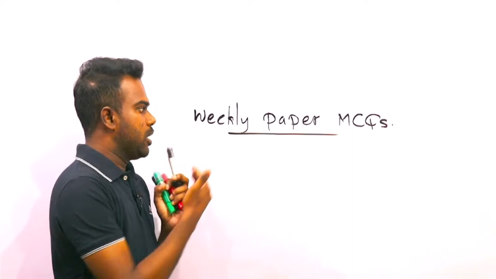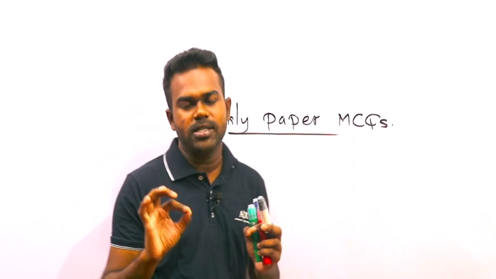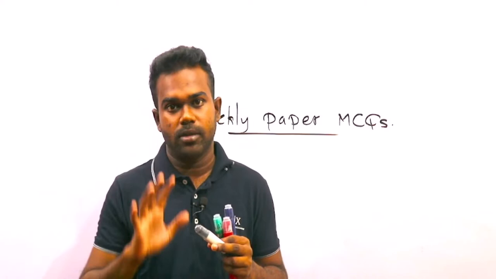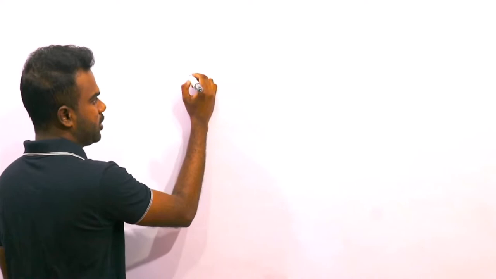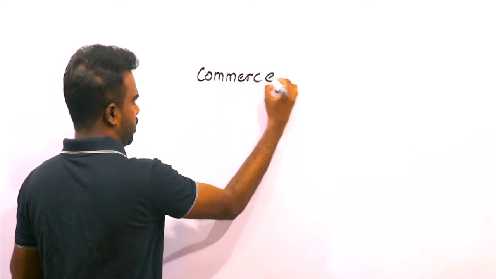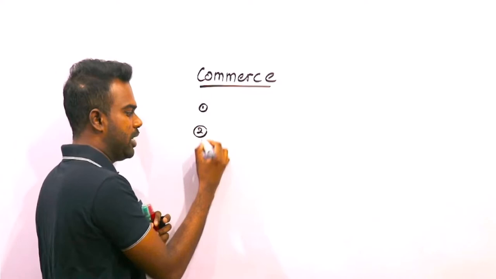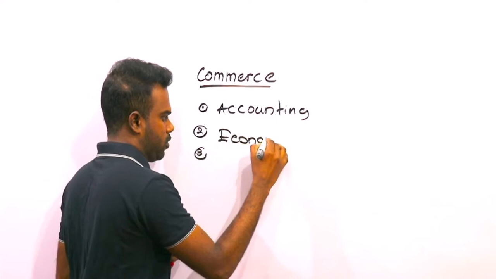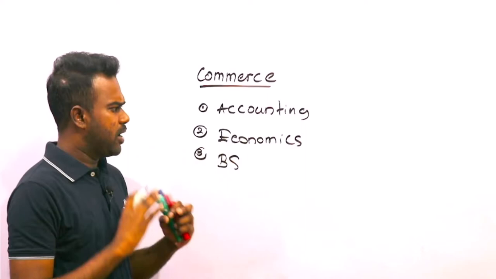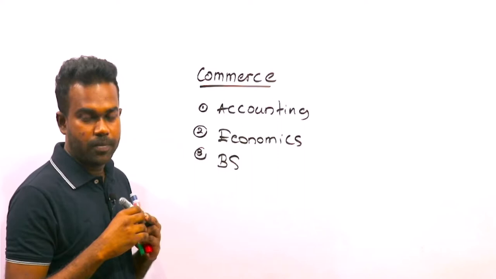Then first of all I will explain about the accounting subject and the accounting paper structure. For A level, if you want to do the commerce scheme, you have to select three subjects. Normally accounting, economics and BS. You know BS means business studies, no? These are the main three subjects of the commerce scheme. Understood?